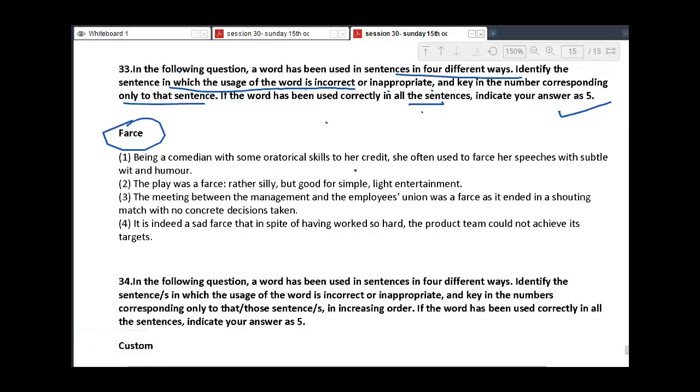We don't know. Farce means comedy. So, to farce means to be comic. The play was a farce means ridiculous comedy. The meeting between the management and his employees union was a farce. So, again, they all basically look correct. Sad farce. Sad comedy. I don't know what it means. One is correct, yes. One, it can be used as a... But then I would not take the risk.